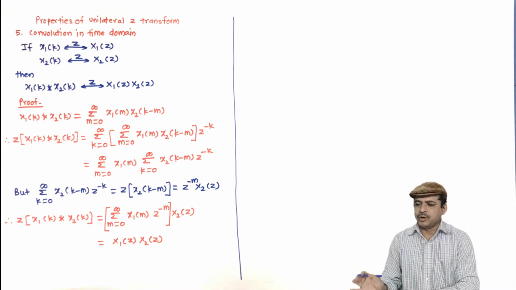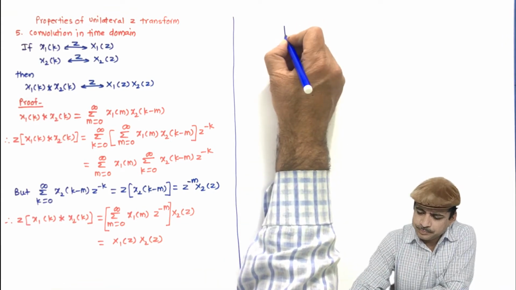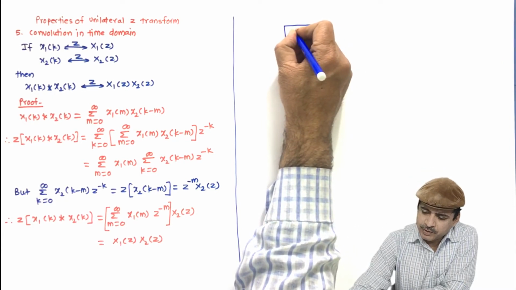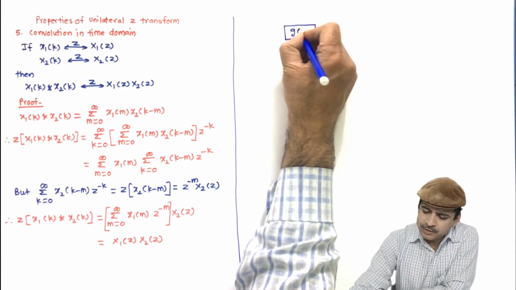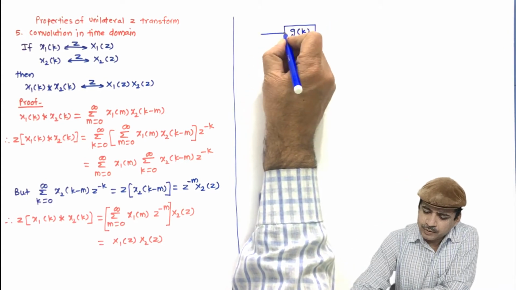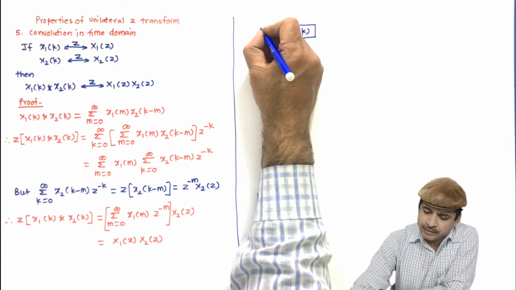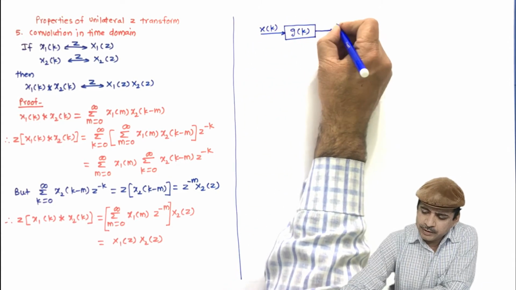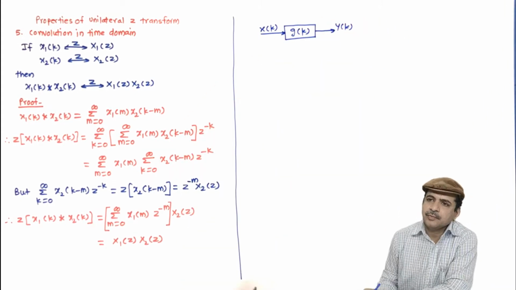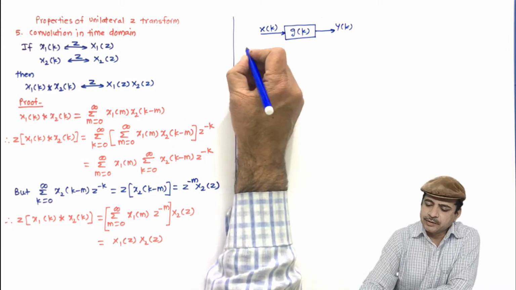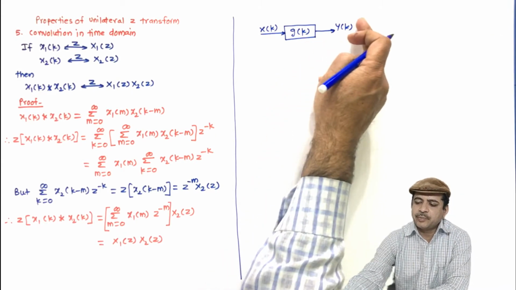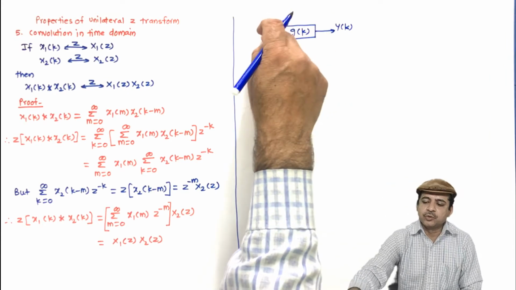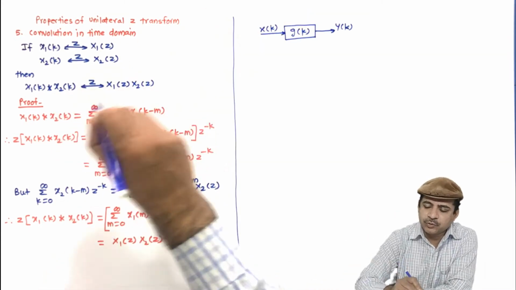Say for example, we have a system. This is a system having say impulse response g of k, and we are applying the input say x of k, and we are getting output y of k. And in this case, what is y of k? So what is output? So if you are interested in finding out the output response of this system having impulse response g of k for the known input x of k, what to do? By convolution.